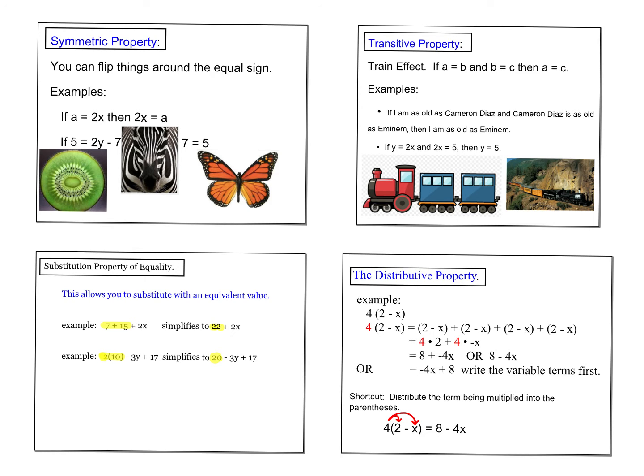Distributive property happens over addition and subtraction. And this one is an example of distributive property. You just multiply in the parentheses.